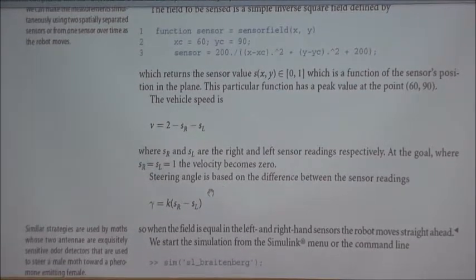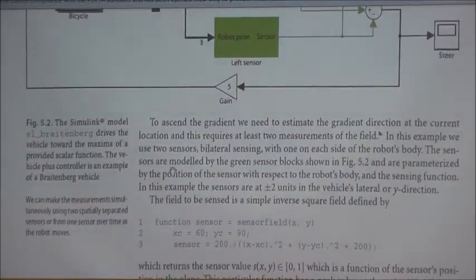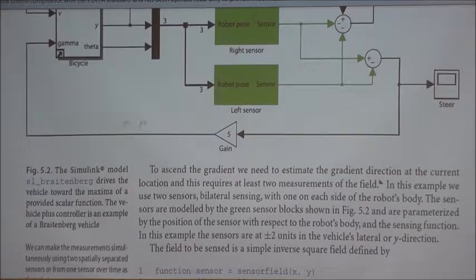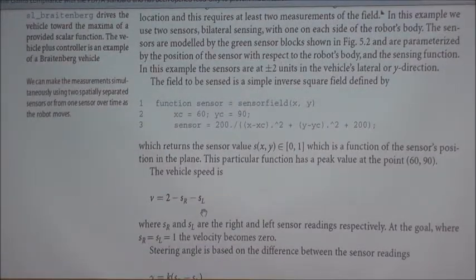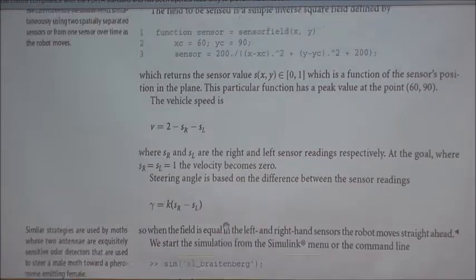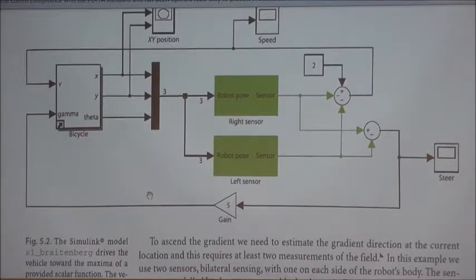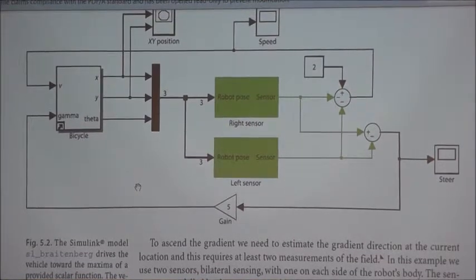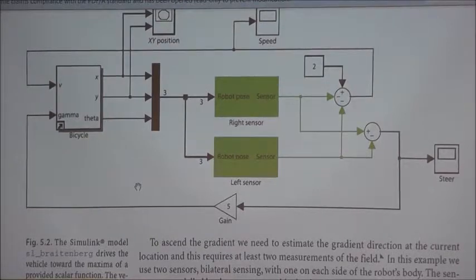So the steering angle is going to be gamma obtained from this feedback right here, where you have the difference between the two sensors, and the velocity is going to be 2 minus SR minus SL, which is fed back here. So you have two feedback loops here. One is for the steering angle, one for the velocity. And that's what you need, because those two are your inputs. Okay.